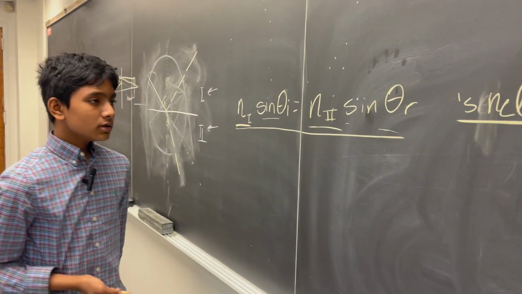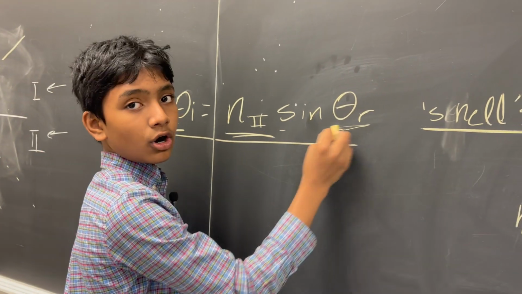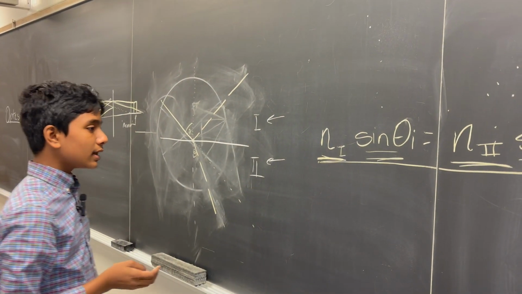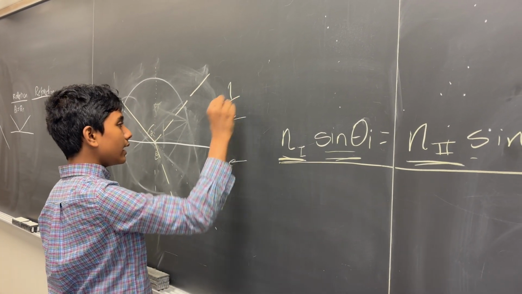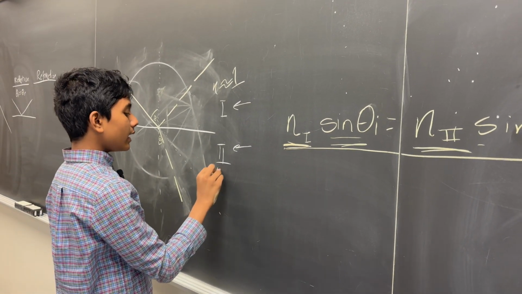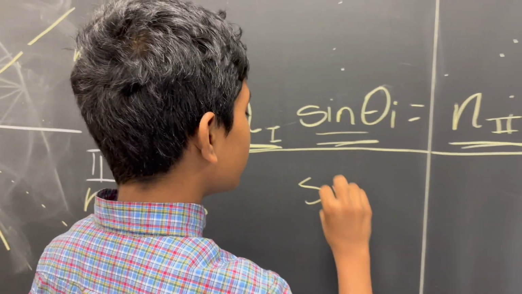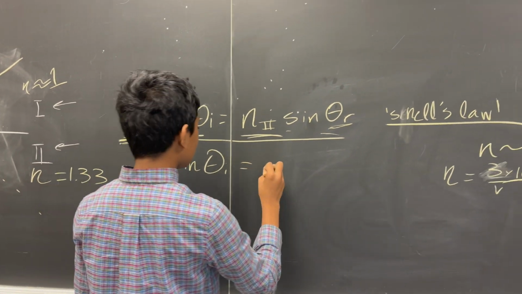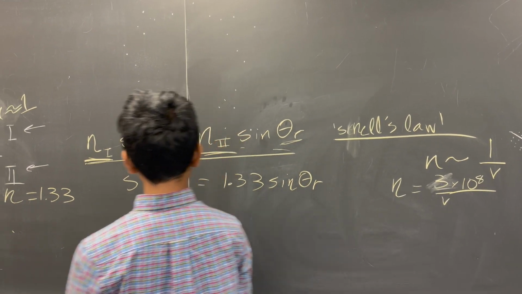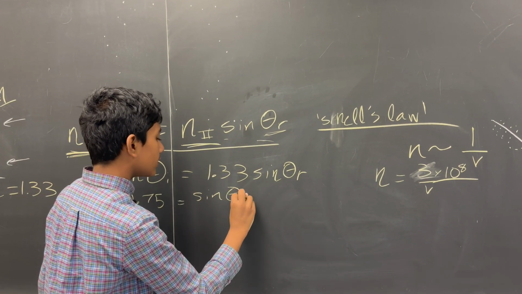Okay. So then, if you know this, and this, you can find theta r. Oh god, I just found r. Okay. So, for example, let's say we have air, which has a mean index of refraction of approximately 1, and water, which has an index of refraction 1.33. And then we have sine theta I is equal to 1.33 sine theta r. So 0.75 is equal to sine theta r over sine theta I.